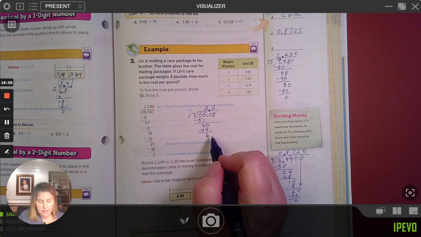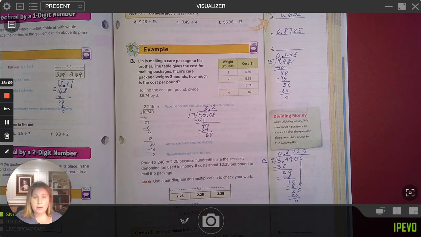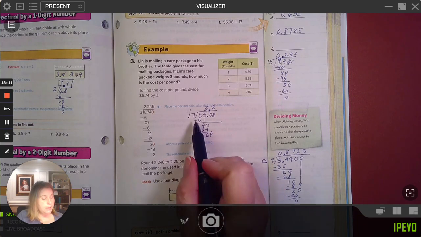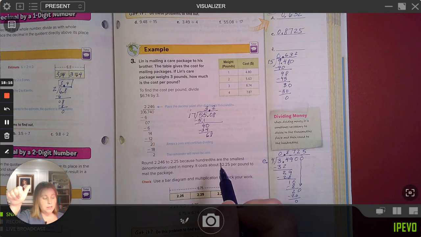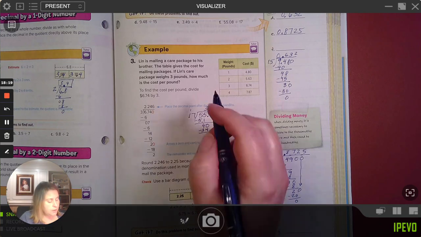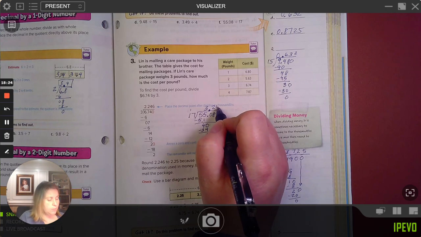Then we bring down the 8, and again, we're going to use compatible numbers. So how many times would 15 go into 68? Let's estimate: 15, 30, 45, 60. So 4 times, because the 5th number would be 75. That'd be too big, so 4 times.